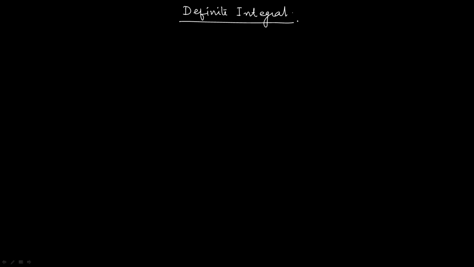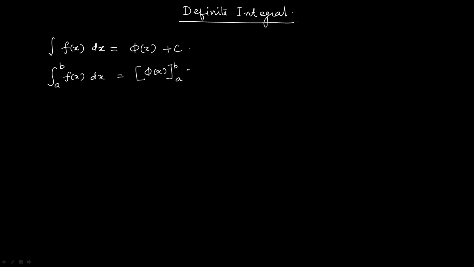Here in definite integral we are going to discuss a very important thing. Normally in definite integral we know the procedure: first of all, if I know the integration of the function, then obviously the definite integral of f(x) dx from a to b is just phi x between the upper limit and lower limit, which is phi b minus phi a.